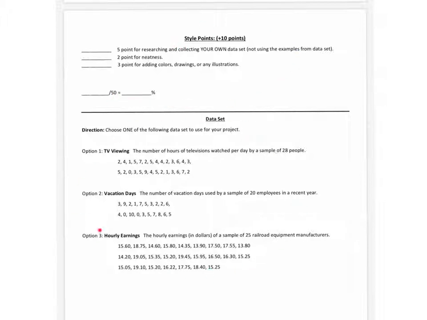Here are the options you can choose from. First option is TV viewing. These are the number of hours of watching television, sampled by 28 people. This one is about vacation days. This one's about hourly earnings with these railroad equipment manufacturers. So feel free to choose any of these 3. They're already pre-made. You only need to choose one of these data sets to do all of the stuff in the rubric.